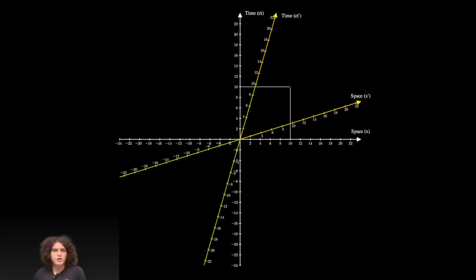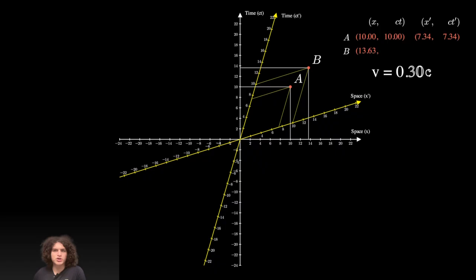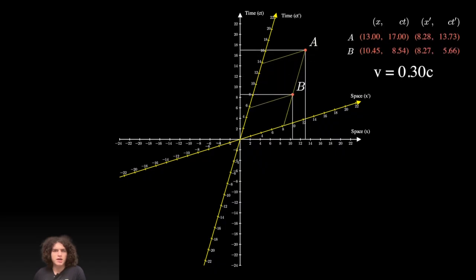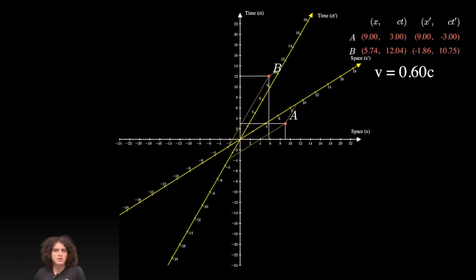Drawing lines parallel to the space and time axes of both the stationary and moving observer, these diagrams can be used to calculate the space and time coordinates as seen by both the stationary and moving observers.